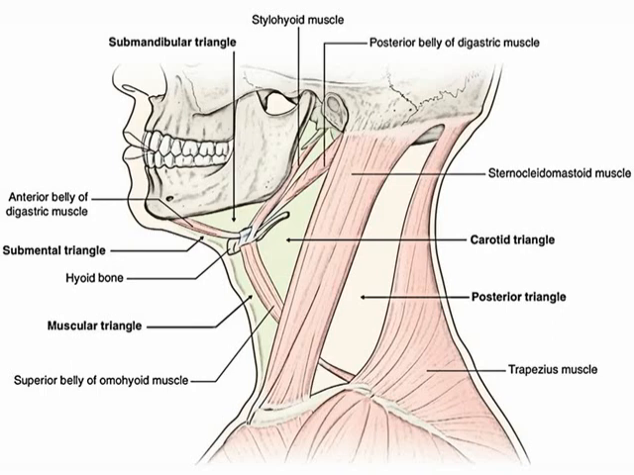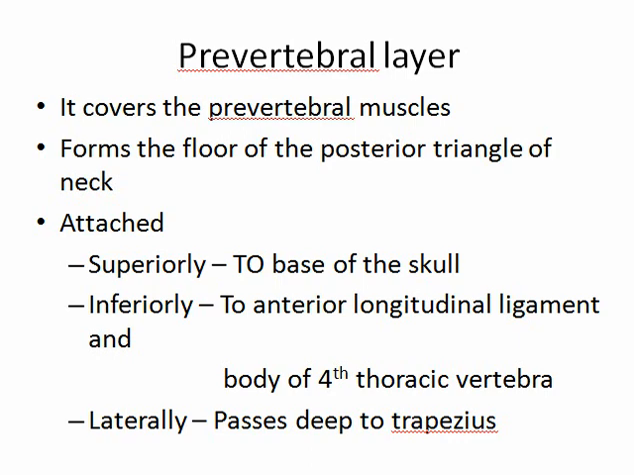So we'll see the figure once again. See the attachments of the prevertebral fascia. Prevertebral fascia covers the prevertebral muscles. It forms the floor of the posterior triangle of the neck, as we have seen. It is attached superiorly to the base of the skull, and inferiorly to the anterior longitudinal ligament and the body of the fourth thoracic vertebra, and laterally it passes deep to the trapezius muscle.